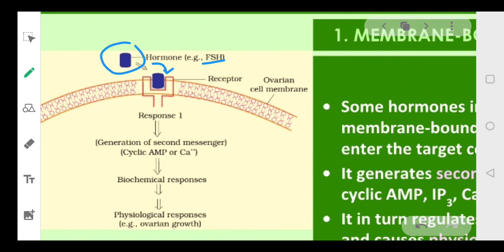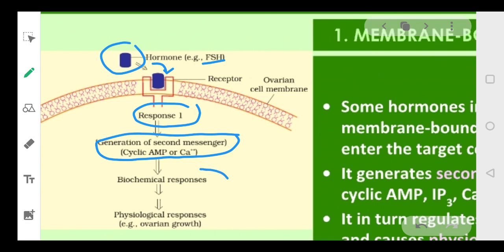Now this cell surface receptor will bring about the first response, and then there will be a generation, or you can say production, of the second messenger, that is your cyclic AMP or calcium ions. These second messengers, cyclic AMP or calcium ions, will initiate a chain of biochemical responses, and those biochemical responses will then bring about the physiological response, like the growth of the ovary.